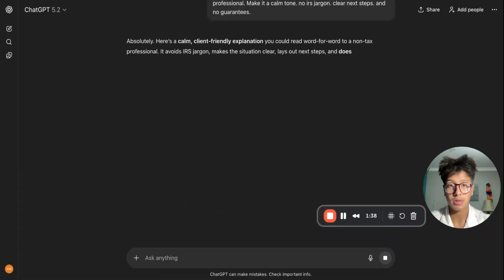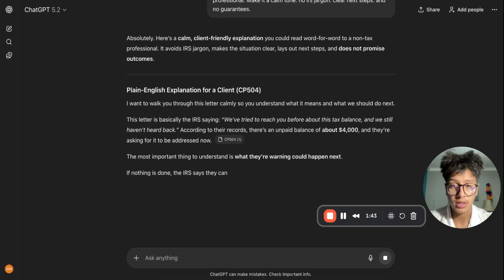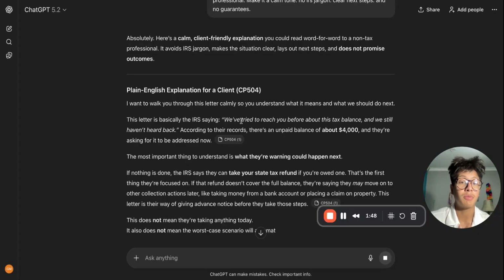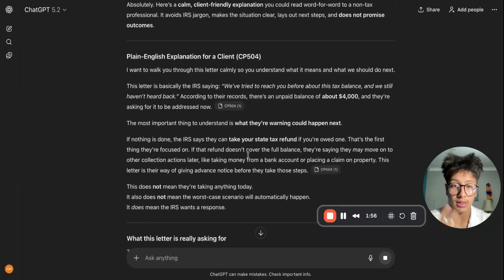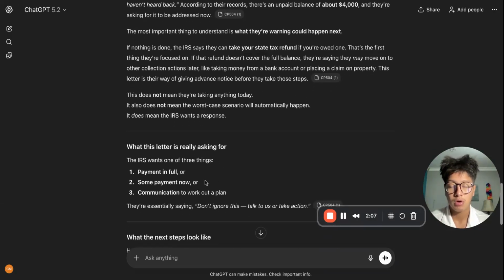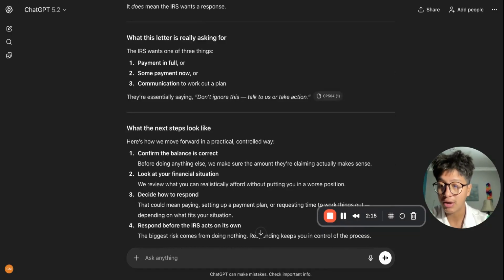So absolutely, here's a client-friendly explainer in plain English for a non-tax professional. So here's the letter. I want to walk through this letter calmly so that you understand what it means and what we should do next. This letter is basically the IRS saying, we've tried. You're already explaining this to the client in very layman's terms. The most important thing for you to understand is what they're warning could happen next. If nothing is done, the IRS says they can take your state refund if you're owed one, etc. What this letter is really asking for: payment in full, some payment, or communication to work out a plan. So now we have a draft, right?